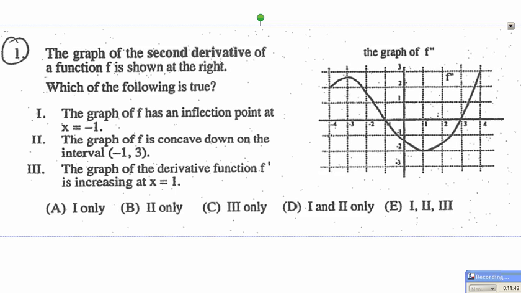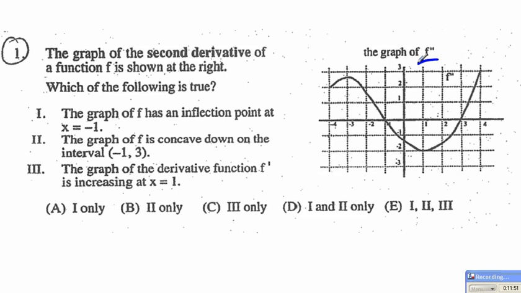Right, the next question, which will follow? The graph here is a second derivative, alright? Now, the graph of f has inflection point at x equals negative 1. When x equals negative 1, we see this one. Point of inflection has to be change in concavity, and then change of concavity in the second derivative becomes positive to negative. We see that change, so this one is okay. Now, the graph of f has concave down from negative 1 to 3. Yes, that's also okay, because concave down on second derivative means negative.